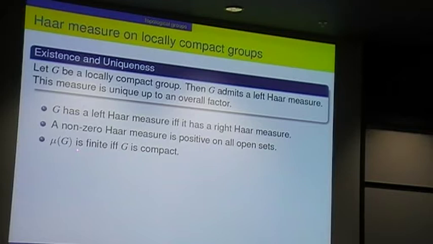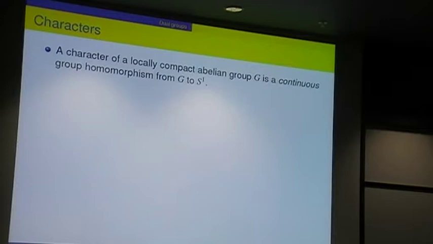Furthermore, if you look at the overall volume of the whole group, then that's finite if and only if G is compact. Obviously, if G is compact, that's going to be finite, because that's part of the definition of being a Radon measure. But in fact, it's an if and only if. Those are the only ones that have finite Haar measure. Okay, so now we can do integration on groups.